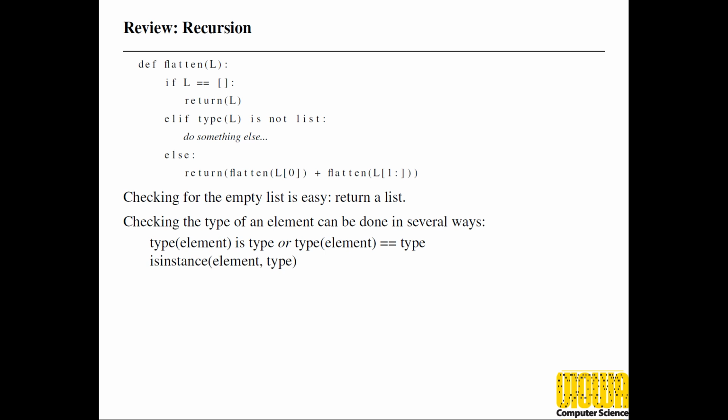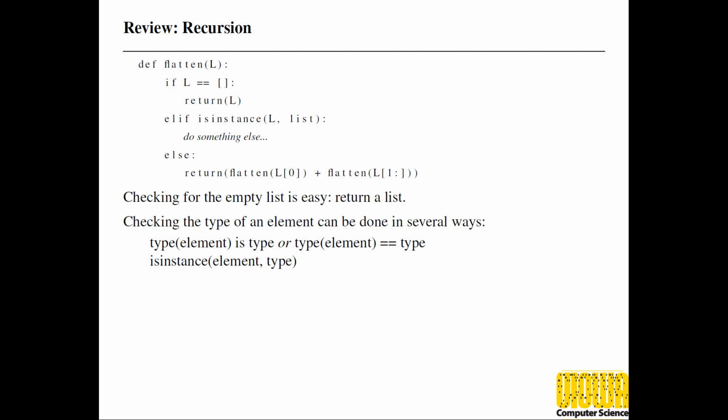The other way of doing it is to use a function called isInstance. It says isInstance L comma list. It returns true if it's a list and false otherwise. So it's a Boolean. That looks like this. I'm going to go with this one. I actually like isInstance better, but this is strictly personal preference. You can do either way. Now, sorry, this should be not isInstance list, right? Type L is not list should be not isInstance list.